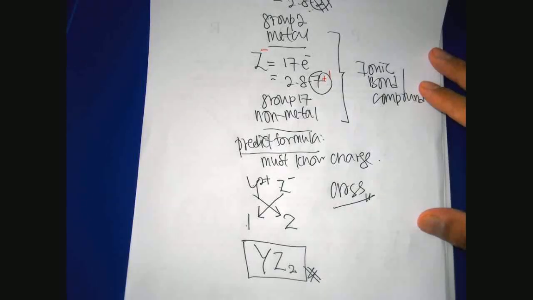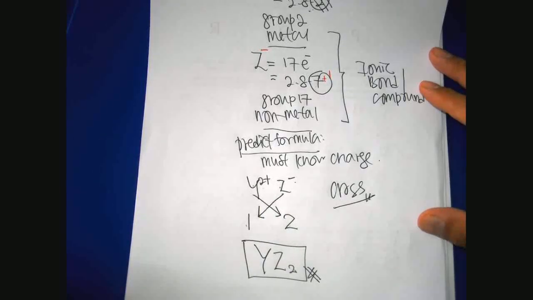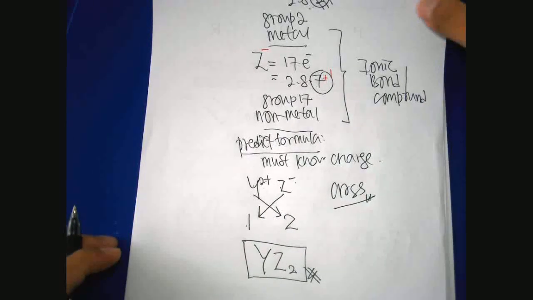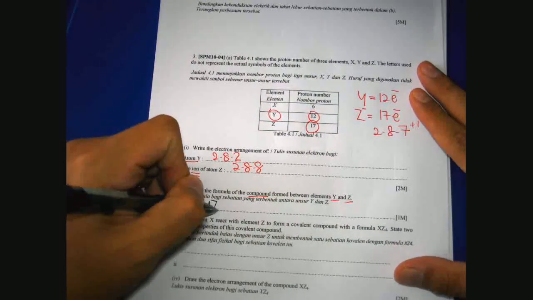But for covalent compound, we don't need to write the charge. We just need to write on top here the amount of it in order to be stable. Alright, so now let's move on. So now we come back, we know the answer. This one should be YZ2.